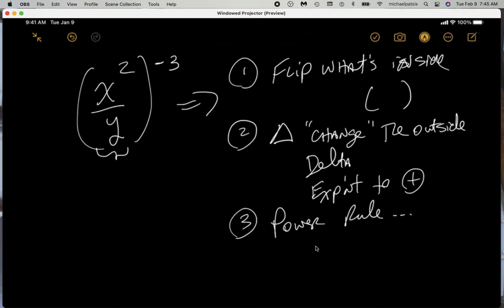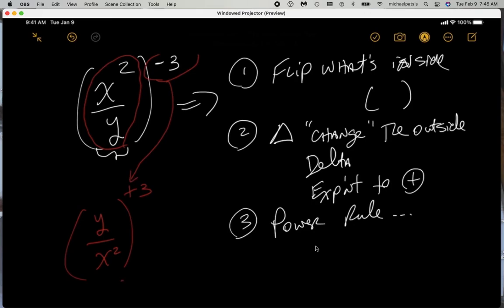Okay, so let's do it in step form. Number 1, we flip what's inside. So we take this, instead of x squared over y, we have y over x squared. We change this power, which initially started as negative 3, to positive 3, and then we apply the power rule. Okay, and make sure we apply it to both the numerator and the denominator. If there were other factors in here, we would make sure we applied it there as well.